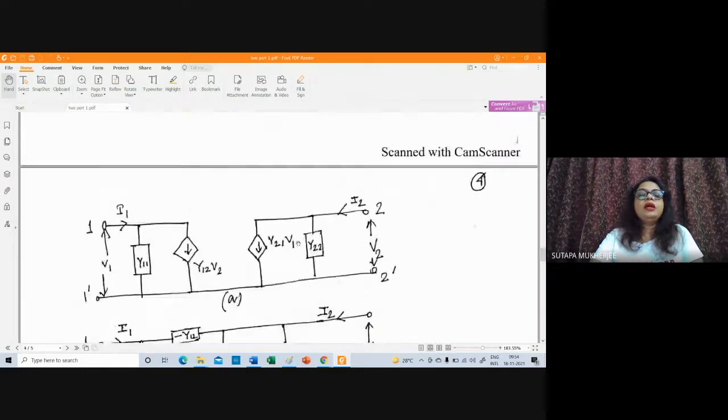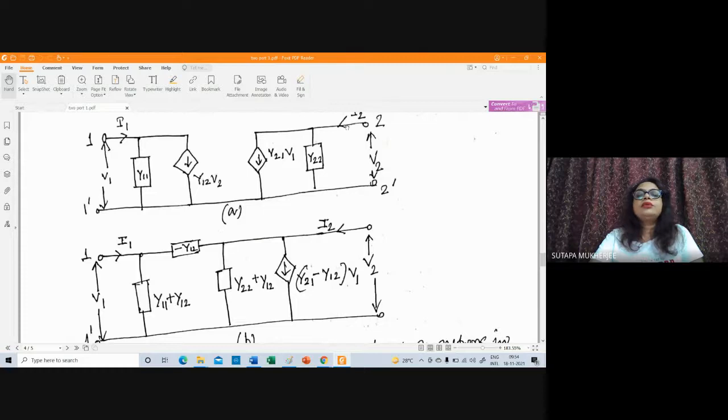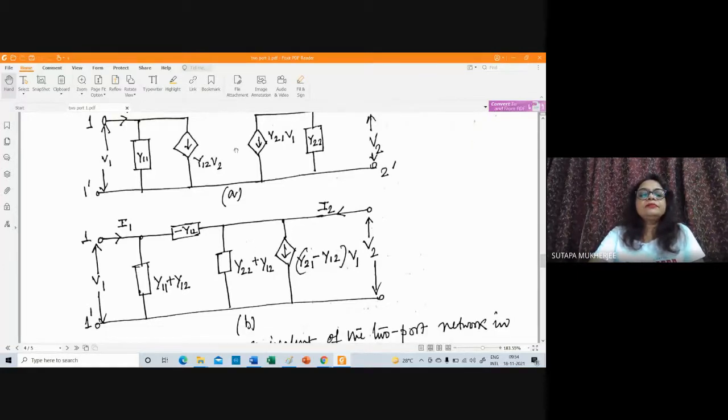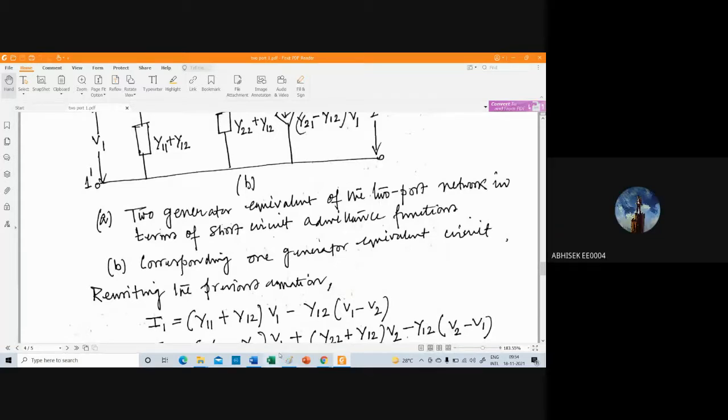So this is I1 and I2. I1 and I2. Is it clear? How can you represent the equivalent circuit representation? Abhishek, is it clear? Yes, ma'am.